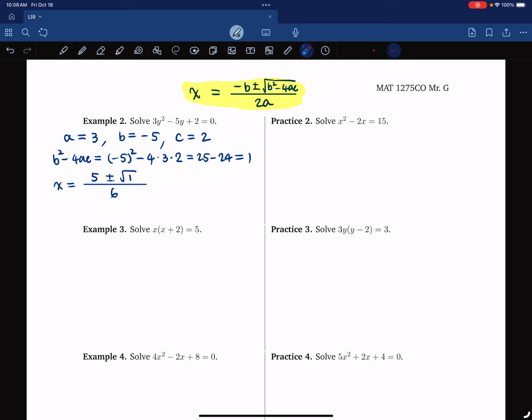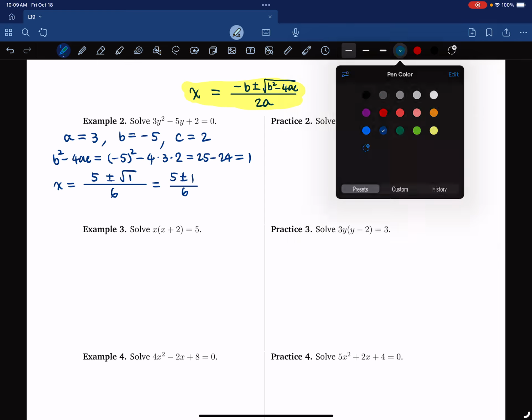And as you can see, there are benefits of calculating b squared minus 4ac first. If you calculate b squared minus 4ac first, your plugging process becomes much easier. Let's simplify this. So it's 5 plus minus square root of 1 is 1 over 6, right? And how do you do this plus minus sign? You simply do the calculation twice.